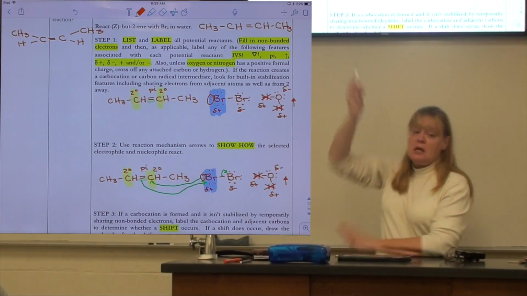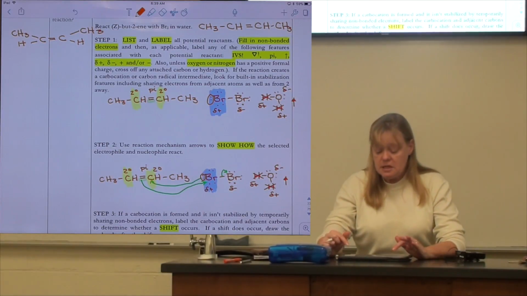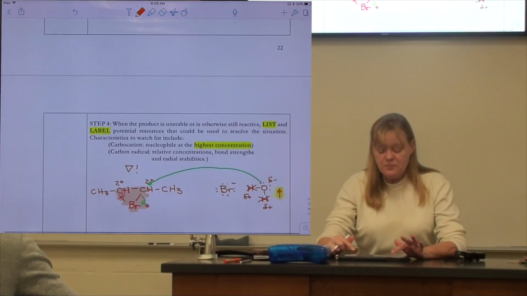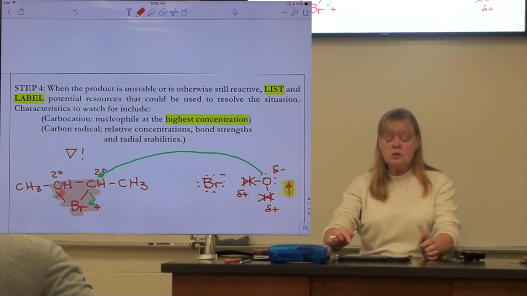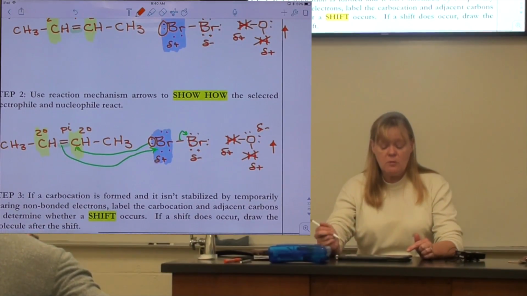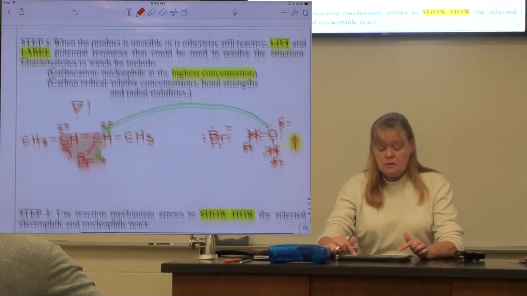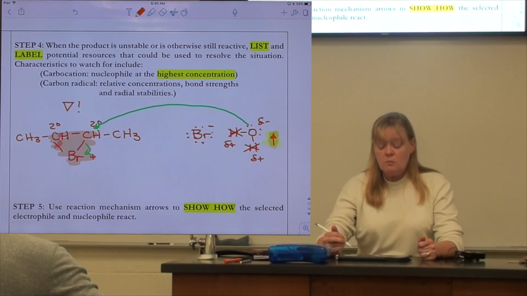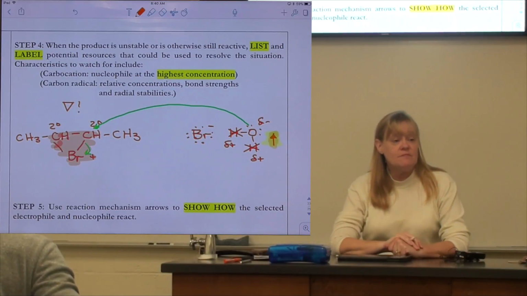The bromine simultaneously shares its electron pair with the developing carbocation as a stabilization resource. You can't have a shift because it's a strained ring. But because it's a strained ring, you can't stop there. So you list and label all of the reactants that are left over. So you created a bromide ion and you have the unreacted water. Because it's a strained ring, it's highly reactive, and so the important feature is that the water is present in a high concentration.